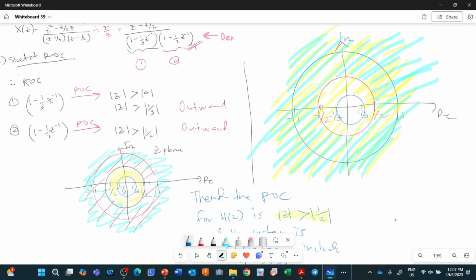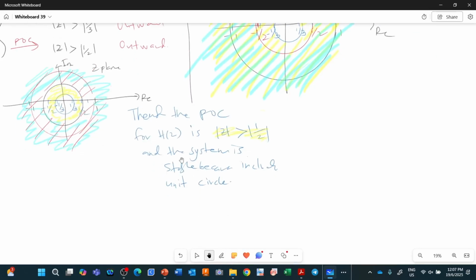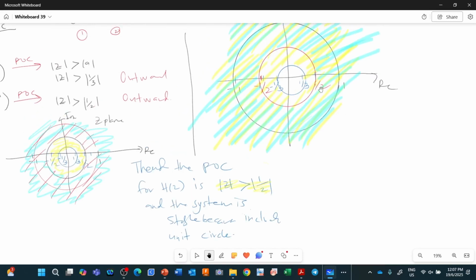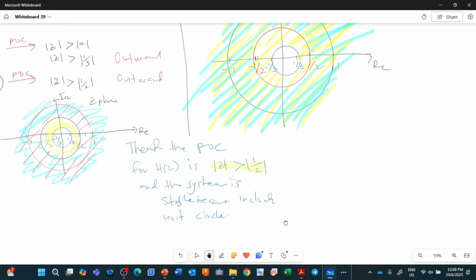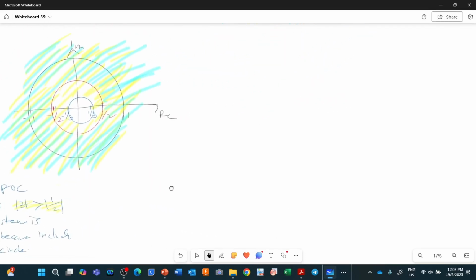Okay, so that's where you come to the statement below. Therefore, the ROC for the system is Z more than 1/2. If you answer 1/3, then it's wrong, because you need two of the sketchings to overlap. And the system is stable because it includes the unit circle.